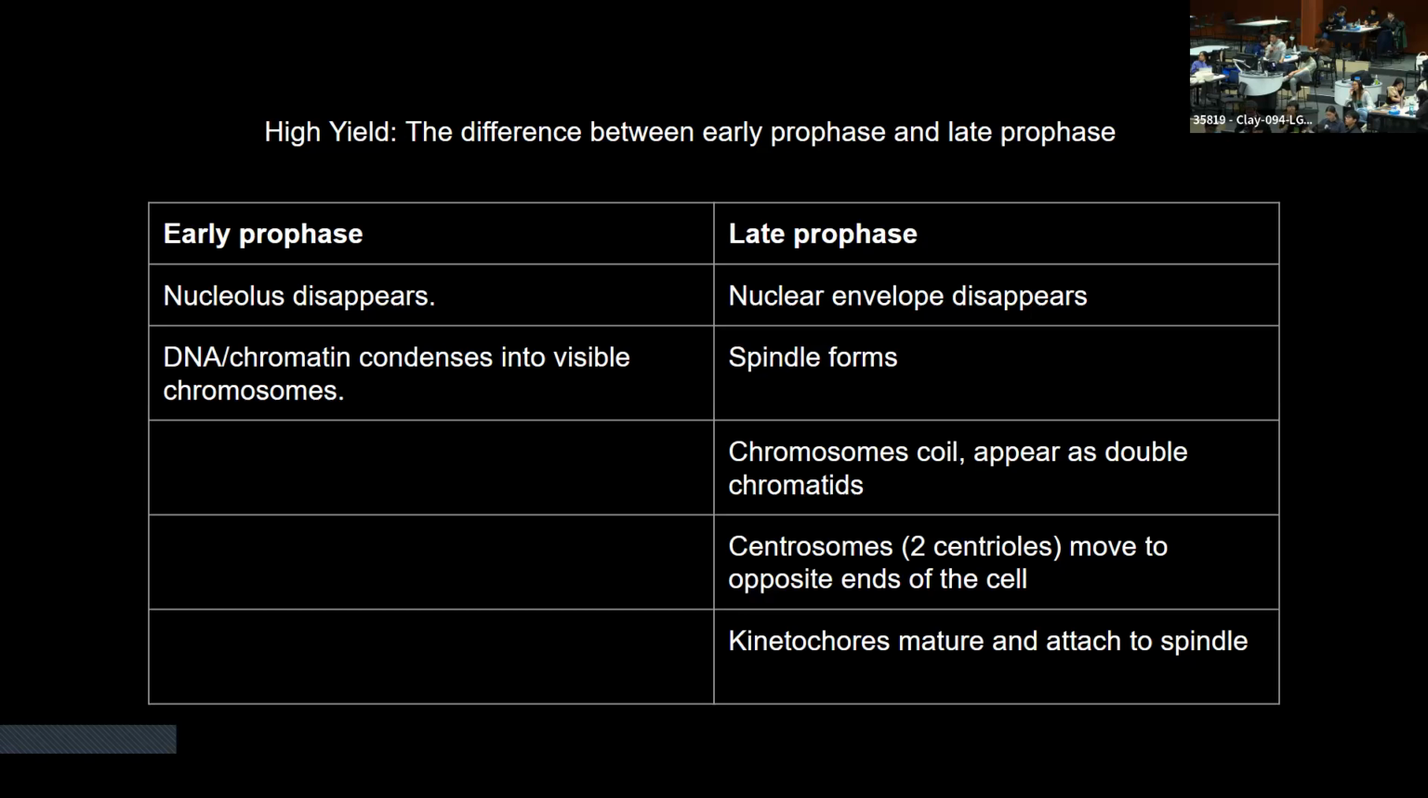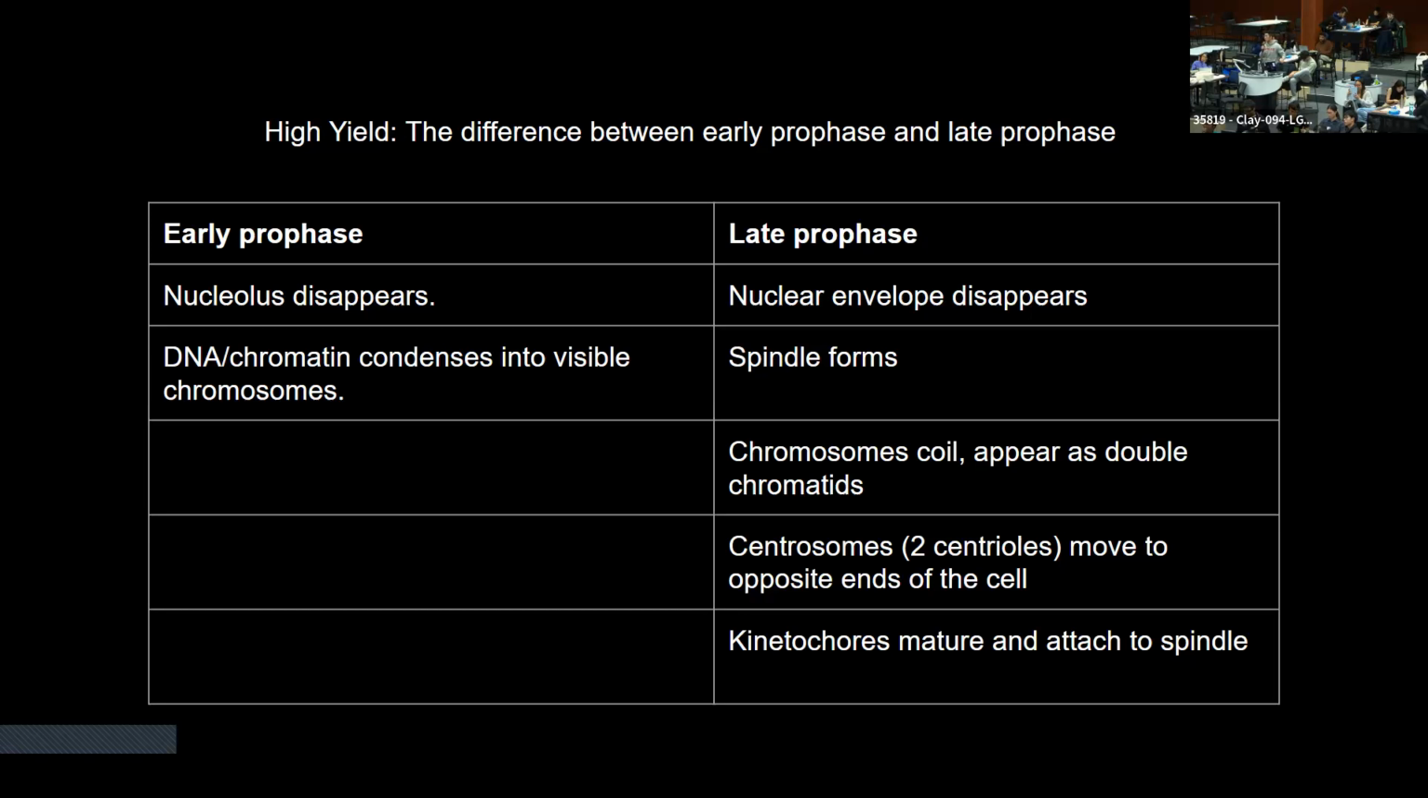Well, in early prophase, your nucleolus, which is the little thing inside your nucleus, disappears, and your chromatin, your DNA, will condense into visible chromosomes. So logically that has to happen first, before your nuclear envelope disappears. So just keep that in mind. Early prophase, nucleolus disappears and your DNA condenses into visible chromosomes. Everything else in prophase happens in late prophase.